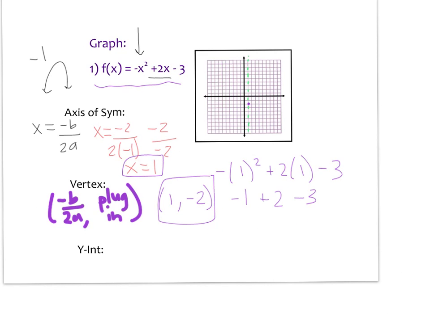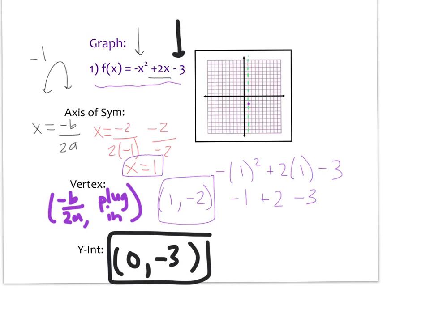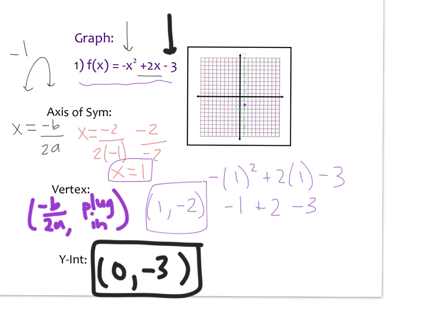The last portion before I can connect with the smooth curve is to find the y-intercept. So the y-intercept again is in the form of 0, comma c. And what is c here in our equation? It is negative 3. So my y-intercept is 0, negative 3. I'm going to go ahead and plot that on my graph right now. I have plotted my y-intercept in blue on my graph. And the last step is connect the points to make a smooth curve.